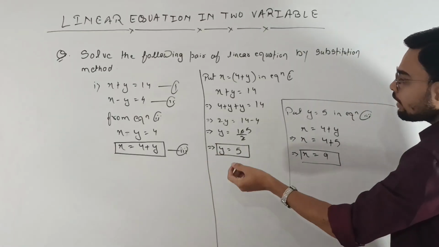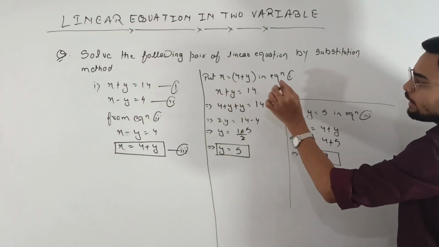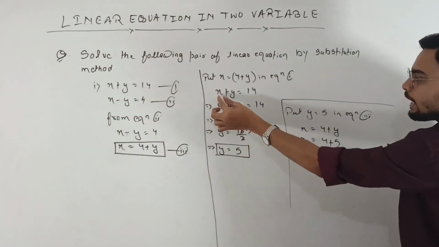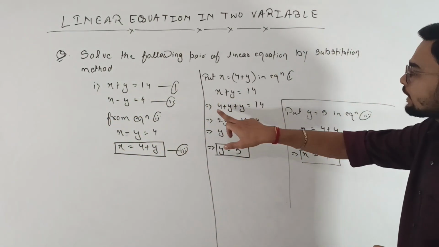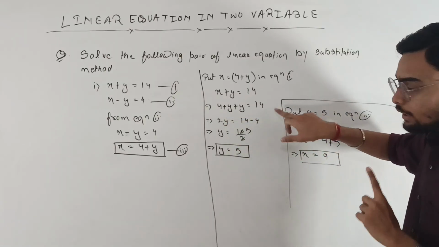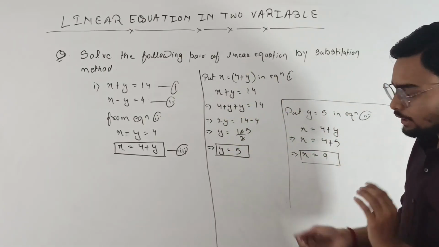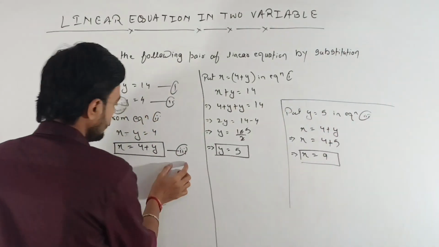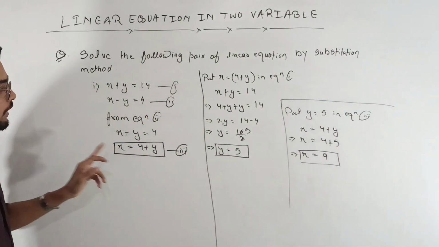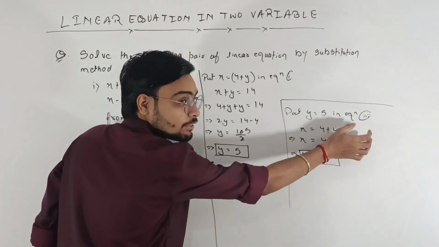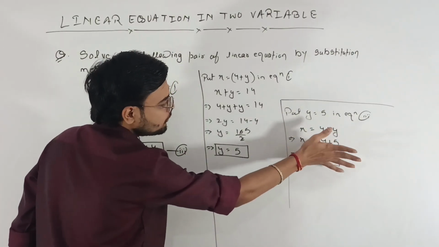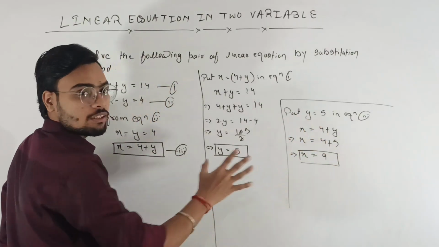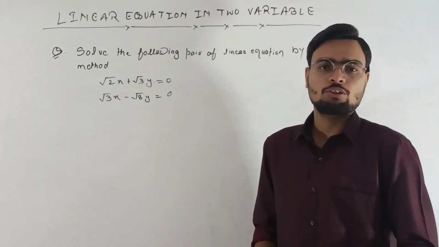Now after this I assume this is my equation number 3. Now again I put x is equal to 4 plus y in equation first. Equation first is x plus y is equal to 14. So in place of x I put 4 plus y is equal to 14. Then after solving this I get y is equal to 5. Now after the value of y is equal to 5, I put this y is equal to 5 in equation 3. Equation 3 is x is equal to 4 plus y. Now in place of y I put 5, then I get x is equal to 9. Understood?